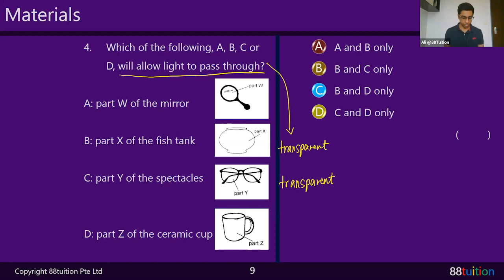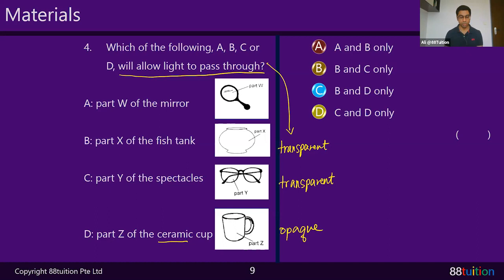Now, part Z of a ceramic cup. Ceramic cup is a cup that we drink. It's not a glass cup. And ceramic cup is opaque, cannot see through. Am I right? It's like the cups that we have in our kitchen, the ones that you cannot see through. Most of them are made of ceramic.